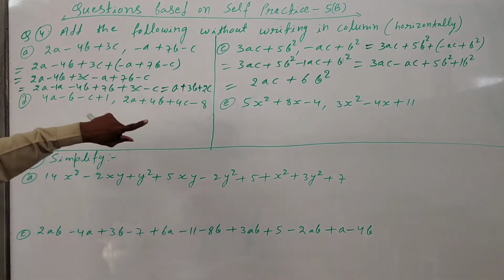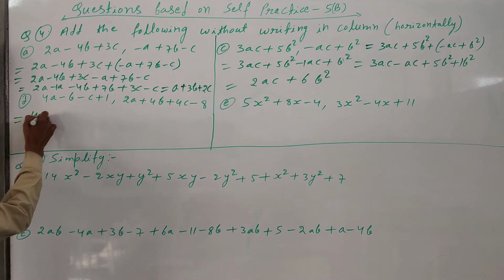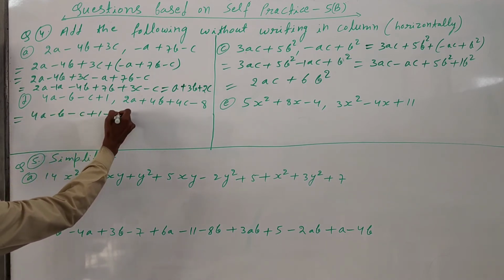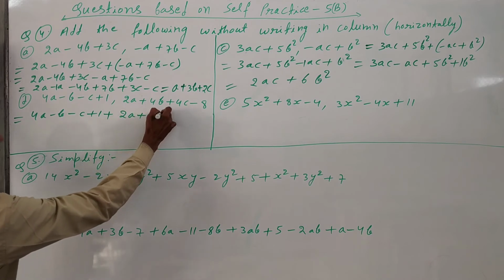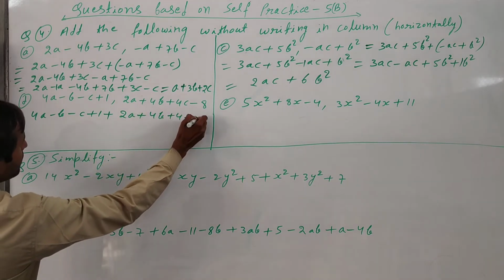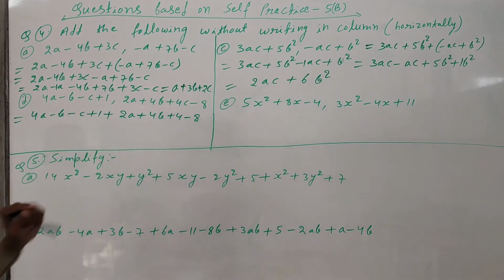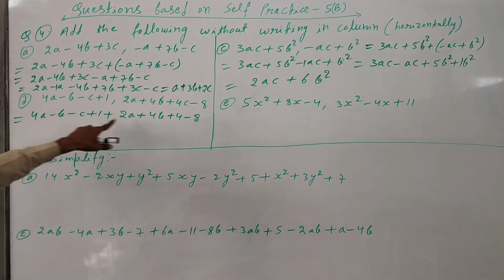In place of comma just put there plus. So 4a minus b minus c plus 1 and then plus 2a plus 4b plus 4c minus 8. No need to put a small bracket here because only one sign is there, that's why. Next we will arrange here.